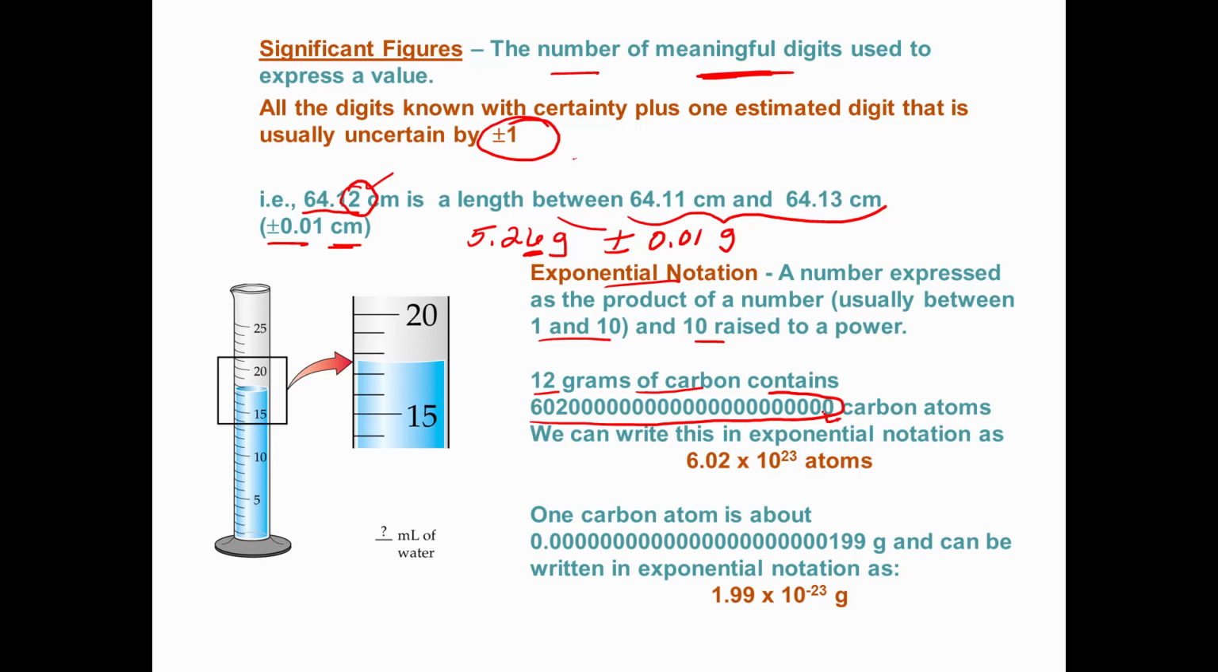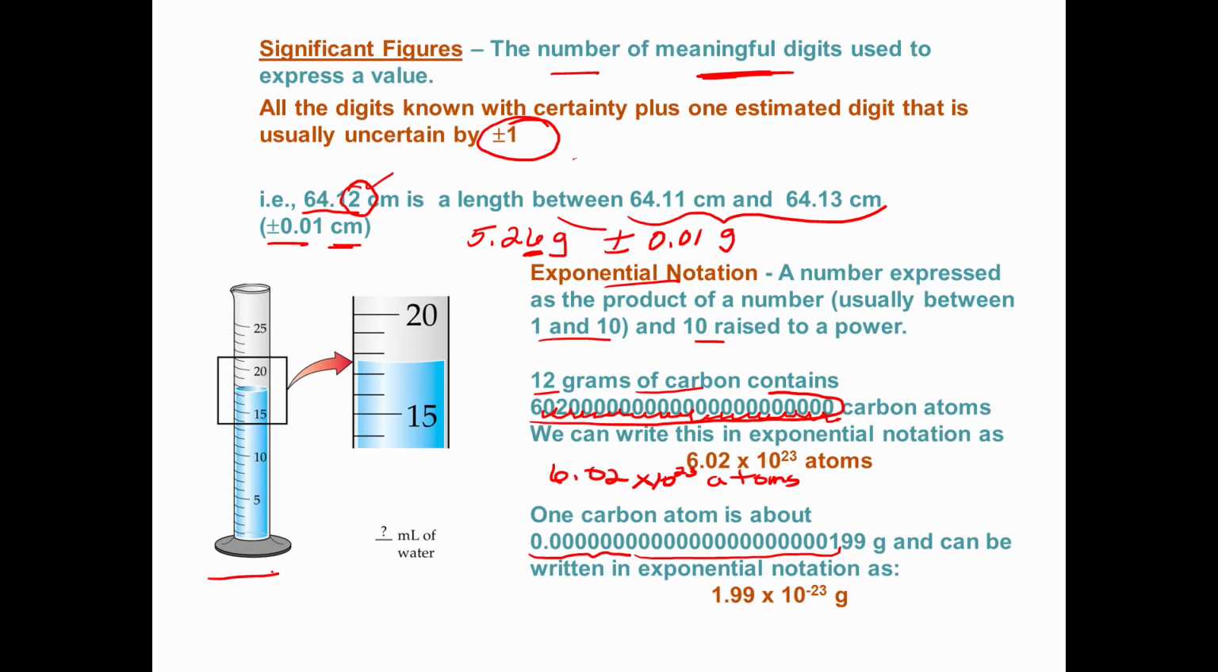So what I do is I move this 1, 2, 3, 4, 5, 6, 7, 8, 9, 10, 11, 12, 13, 14, 15, 16, 17, 18, 19, 20, 21, 22, 23. So that would be written as 6.02 times 10 to the 23 atoms. And so in the case where you're dealing with a decimal, you would move the decimal point from left to right. And in this case, I would move from left to right all the way here. So that would be 1.99 times 10, and because I'm moving the decimal point from left to right, that'd be a negative 23 grams.